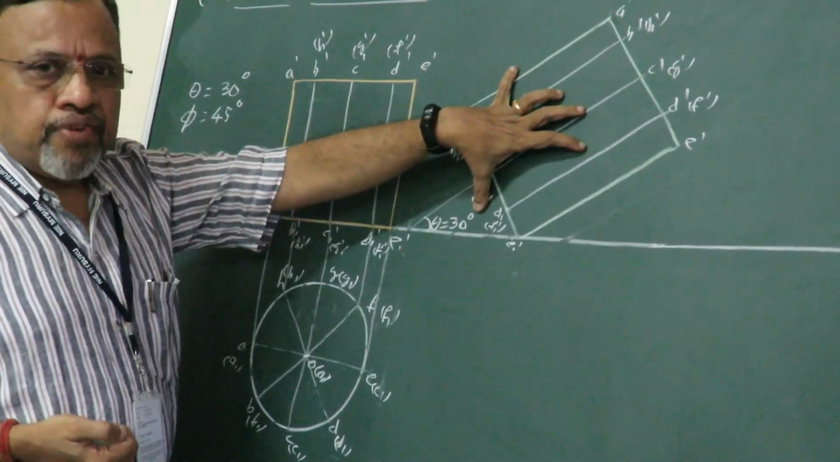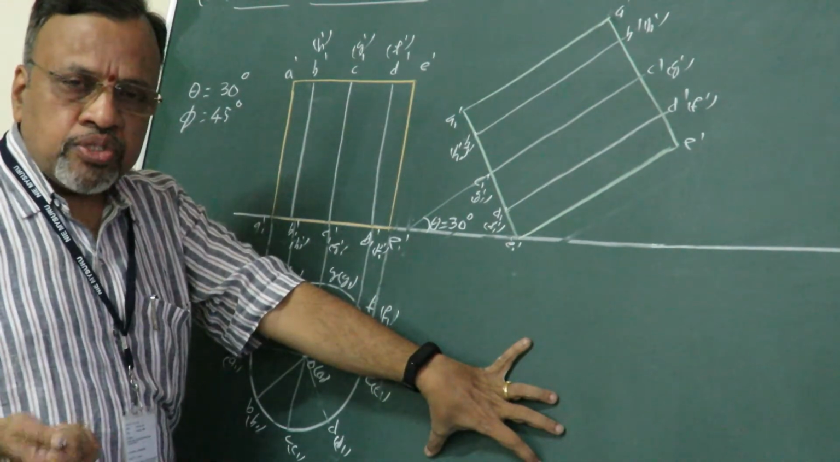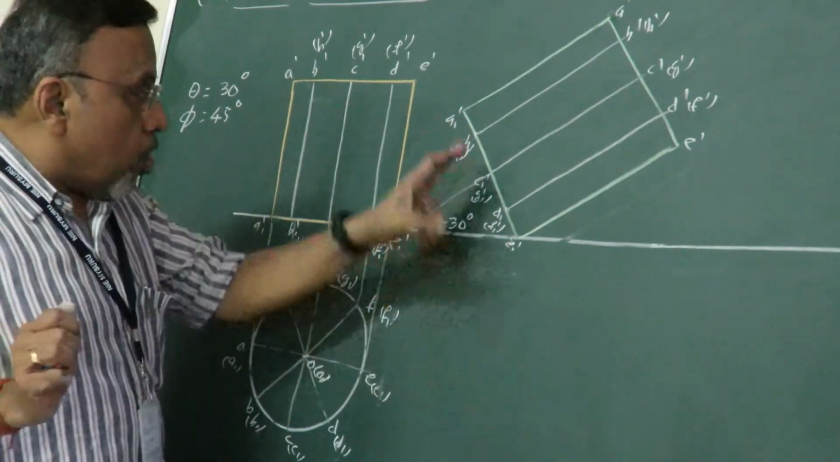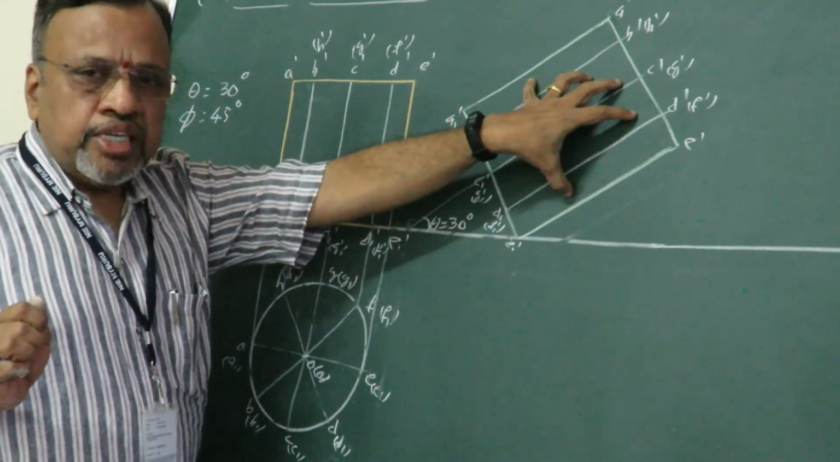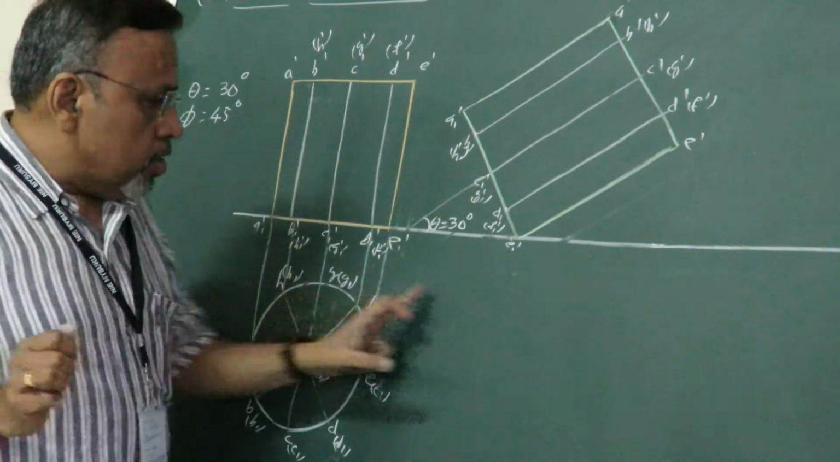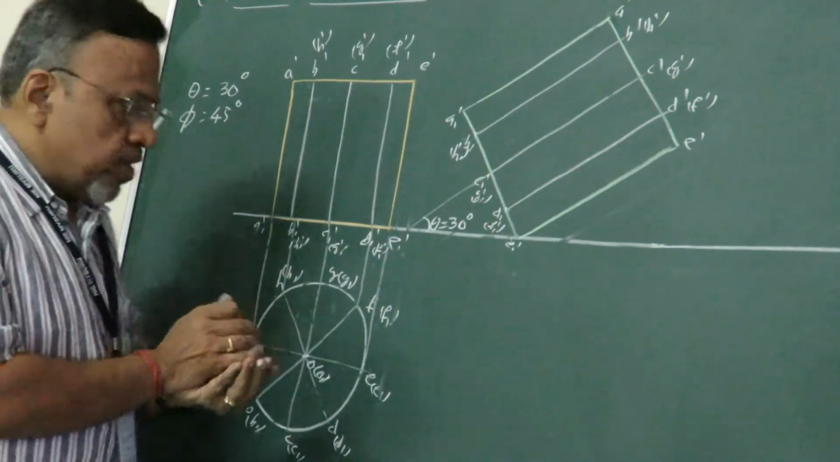So once you redraw the front view, I need to get the new top view. So how do you get the new top view? Same procedure. What is the procedure? Draw the vertical projectors from the redrawn front view, that is the new front view. Then draw the horizontal projectors from the previous top view. Okay, so let me do that.